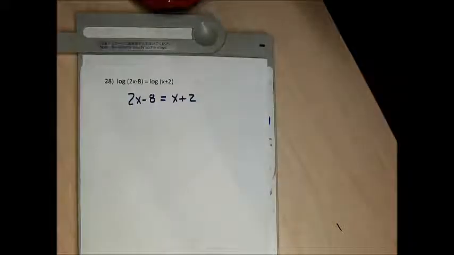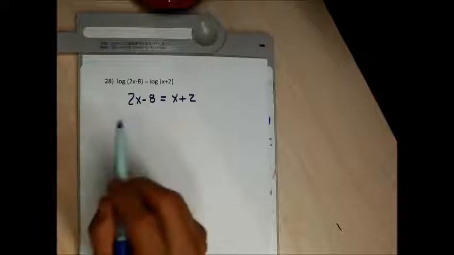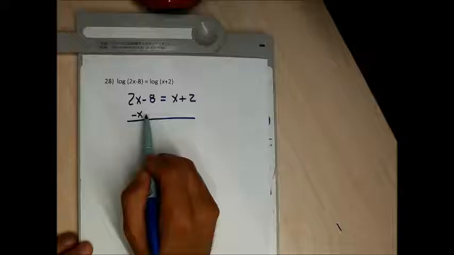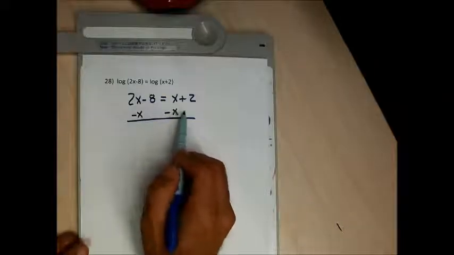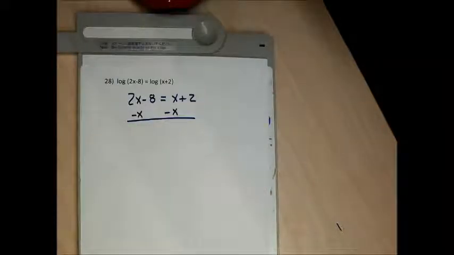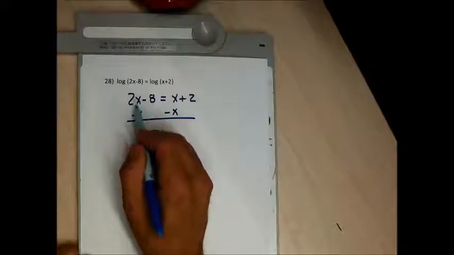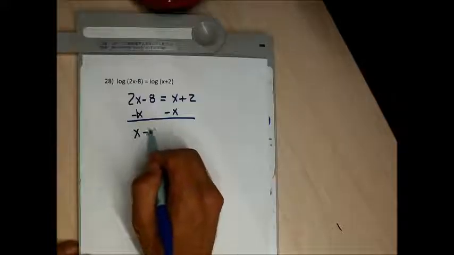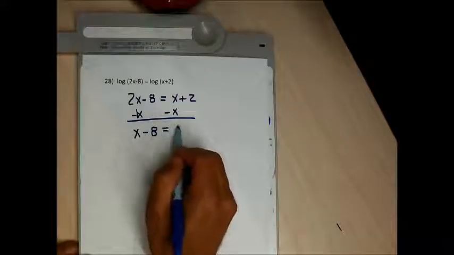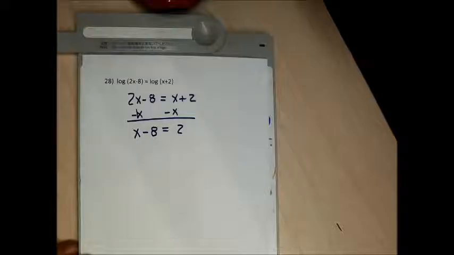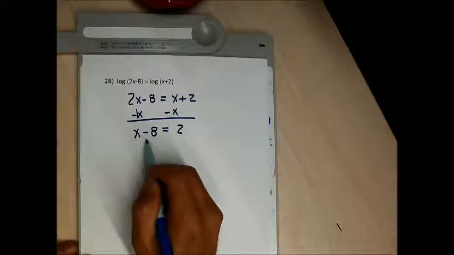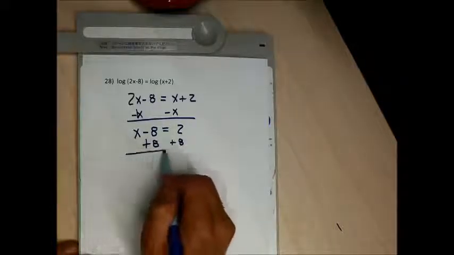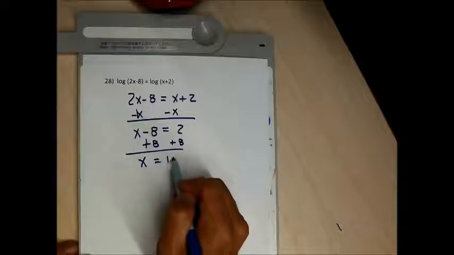So I drop the logarithms, I have a nice linear equation, which means I shouldn't set it equal to 0 and solve by factoring. I should get the x's on one side, the numbers on the other. I'm going to get the x's on one side by subtracting x from both sides. On the left side, when I go 2x minus x, I think of it as 2x minus 1x, and I get x. On the right-hand side, when I subtract x, the x's cancel. So this will give me x minus 8 equals 2. And then I'm going to add 8 to both sides. And this is going to give me x equal to 10 for an answer.